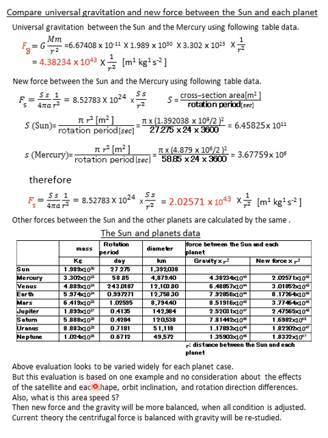But this evaluation is based on one example and no consideration about the effects of the satellite and its shape, orbit inclination, and rotation direction differences. Also, what is this area speed? This is, I assume, only this assumption. Then the force and the gravity will be more balanced when all conditions are adjusted, I think. Then I think the current theory, that the centrifugal force is balanced with gravity, will be restudied.